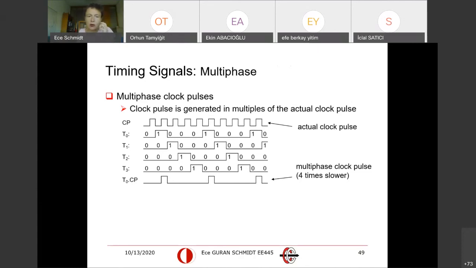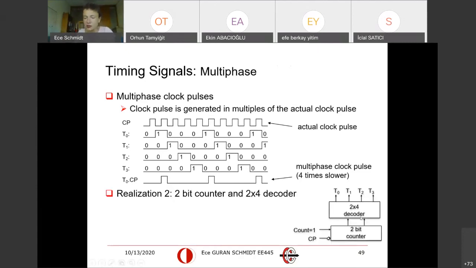Okay, so we learned to do this by extracting the signals from the clock pulse. One realization was a 2-bit counter and 2 to 4 decoder. So for this 2-bit counter, I say always count up. I make the count input 1. So the counter is counting 00, 01, 10, 11, 00, 01. It goes in that way.